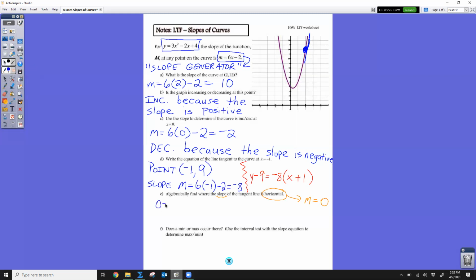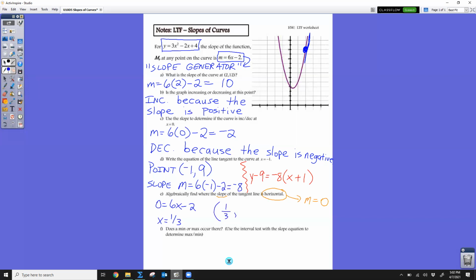Let's plug 0 in for m. And that'd be 0 equals 6x minus 2. We would get that x is 1/3. And if we're looking at this graph, that would be a point. So we have 1/3 as our x coordinate.